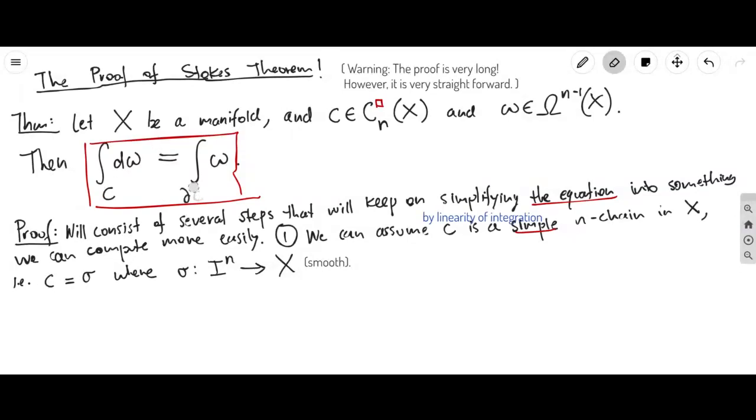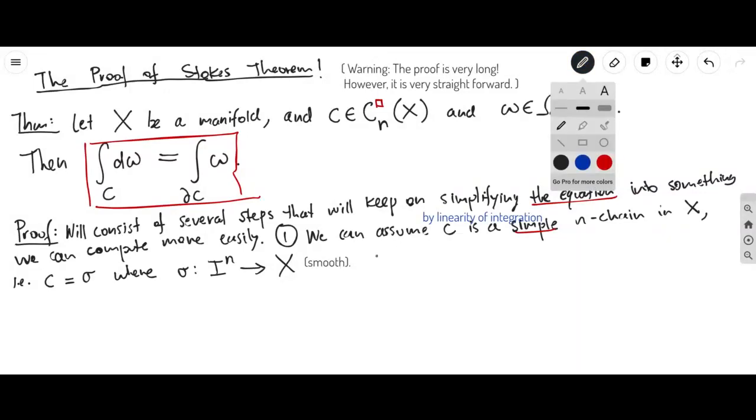How do we calculate the boundary operator of the chain? Well, you do it by linearity. You distribute the boundary operator on each piece, and then you sum them up. So this allows you to automatically assume that you have a simple n-chain. Okay, that's the first simplifying assumption.